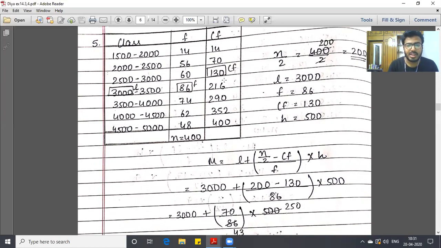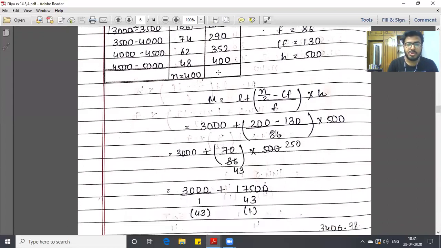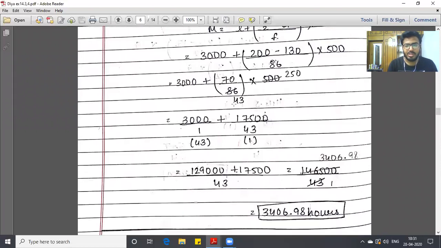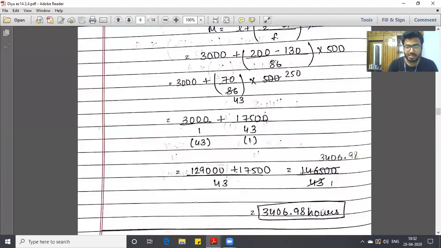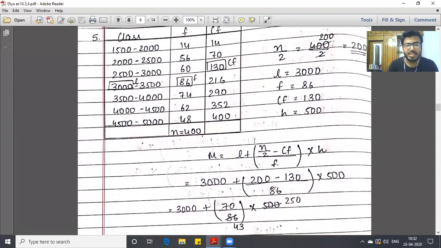So we have to take this class and the cumulative frequency of the one above it. L you are taking as 3000, F as 86, CF as 130, n by 2 is 200, and H is 2000 minus 1500, that is 500. Then you substitute in the formula, M is equal to L plus n upon 2 minus CF upon F into H. Substituting all the values, you get the answer as 3406.898 hours. Now just remember one more thing. It is coming inside 3000 and 3500.